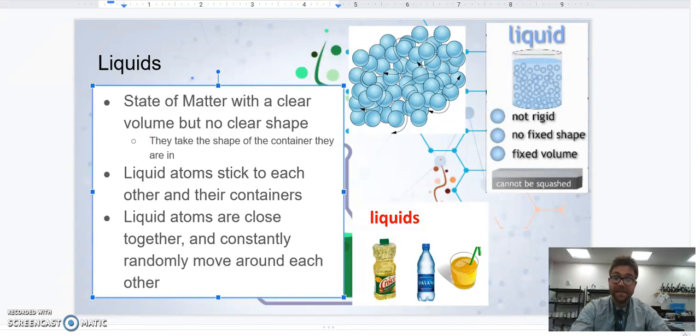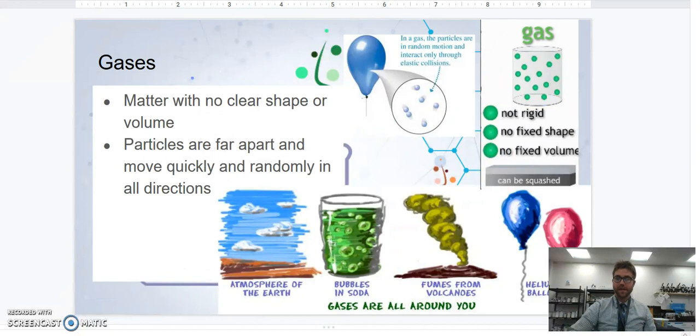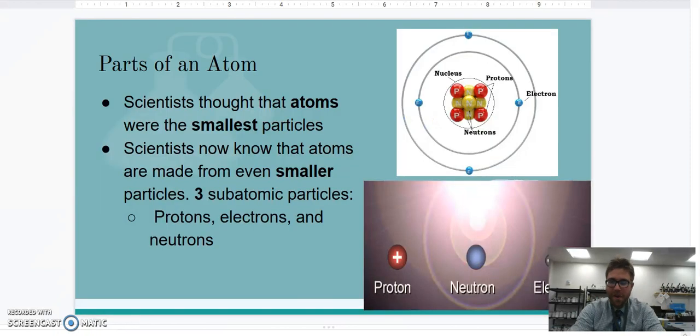Now gases have even more energy. Gases, instead of being here, they're out here, and they're full of energy. They're going everywhere. Gas atoms, or the atoms of a gas, are far apart. These particles move quickly in all directions. You can see that here in these pictures. These atoms are really far apart. All right, everyone, that's what we need to know about states of matter. Now, let's go on to atoms.